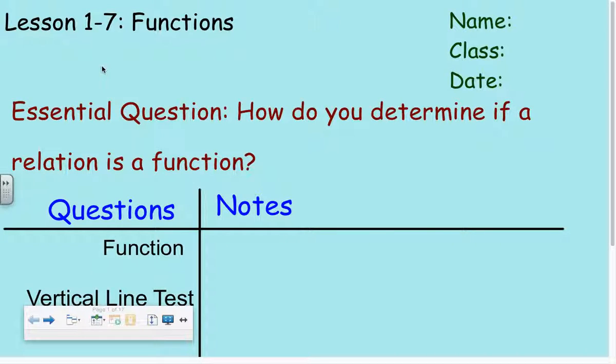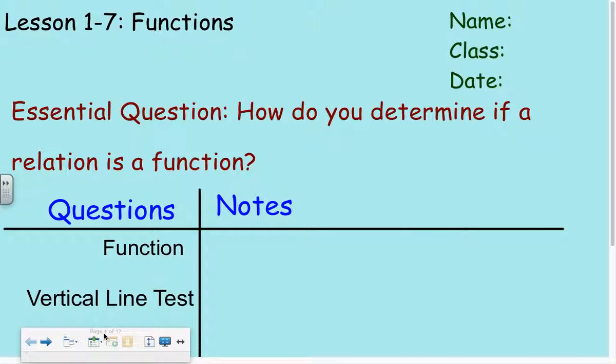Lesson 1-7, Functions. Essential question: How do you determine if a relation is a function? Now remember that a relation is a set of ordered pairs, and a relation can be displayed in many different ways, such as a graph, a mapping, a table, ordered pairs, as I just mentioned. But now we have to determine whether or not a relation is a function. Some relations are functions, some are not.